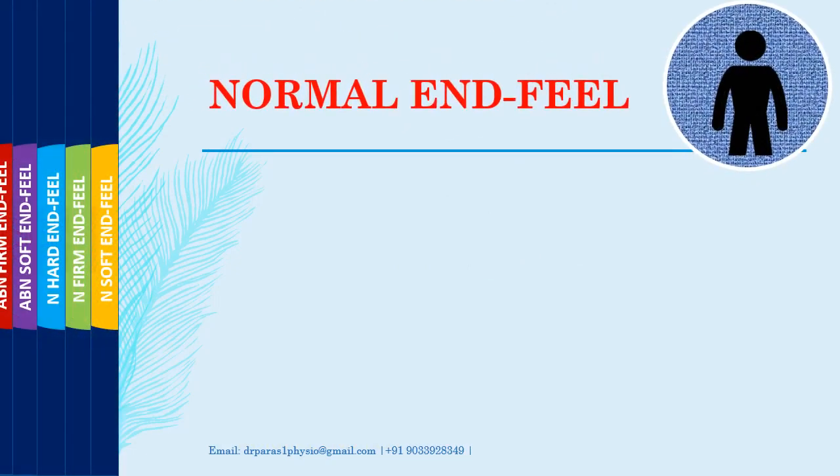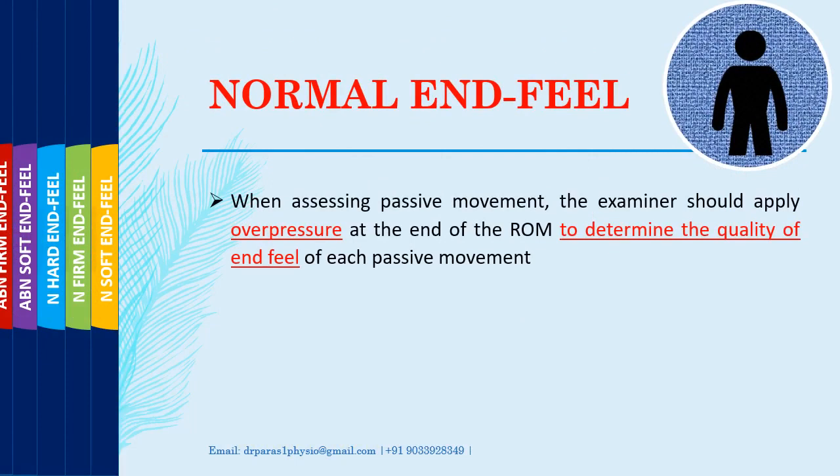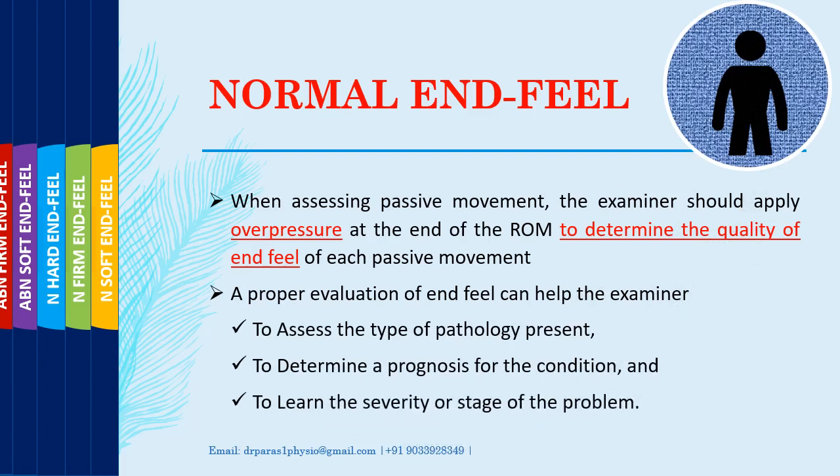Normal end feel. When assessing passive movement, the examiner should apply overpressure at the end of the range of motion to determine the quality of end feel of each passive movement. A proper evaluation of end feel can help the examiner to assess the type of pathology present, to determine a prognosis for the condition and to learn the severity or stage of the problem. There are three classic normal end feels.